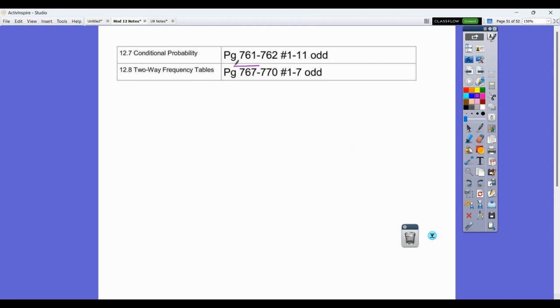Okay, so you have your page 767, number 1 through 7 odd to do here.